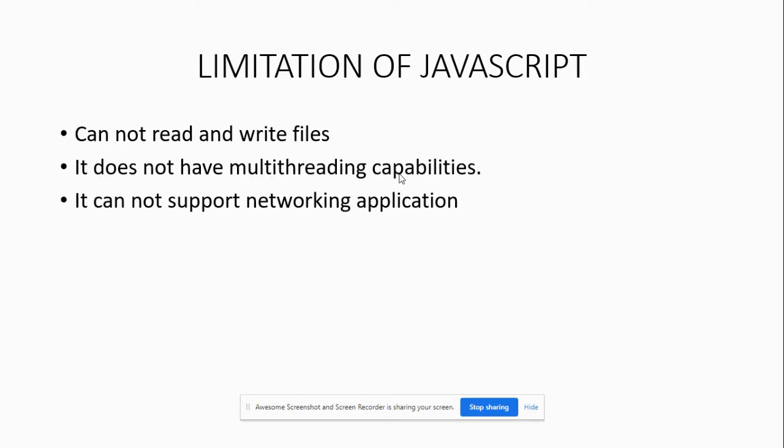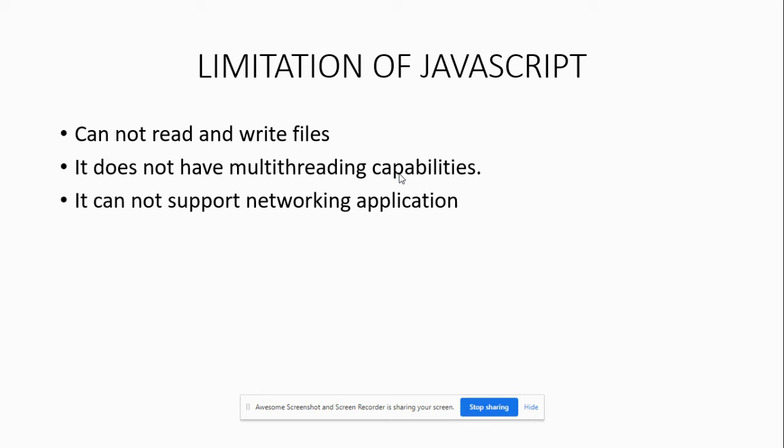Limitation. Client-side JavaScript does not allow reading and writing files, whereas Java allows reading and writing files. Important thing, client-side programming like JavaScript does not allow reading and writing. So using JavaScript, a JavaScript developer cannot read or write a file, whereas a Java developer can read and write files using programming techniques. It does not have any multi-threading or multi-processor capabilities. It cannot support networking applications because there is no such support available.